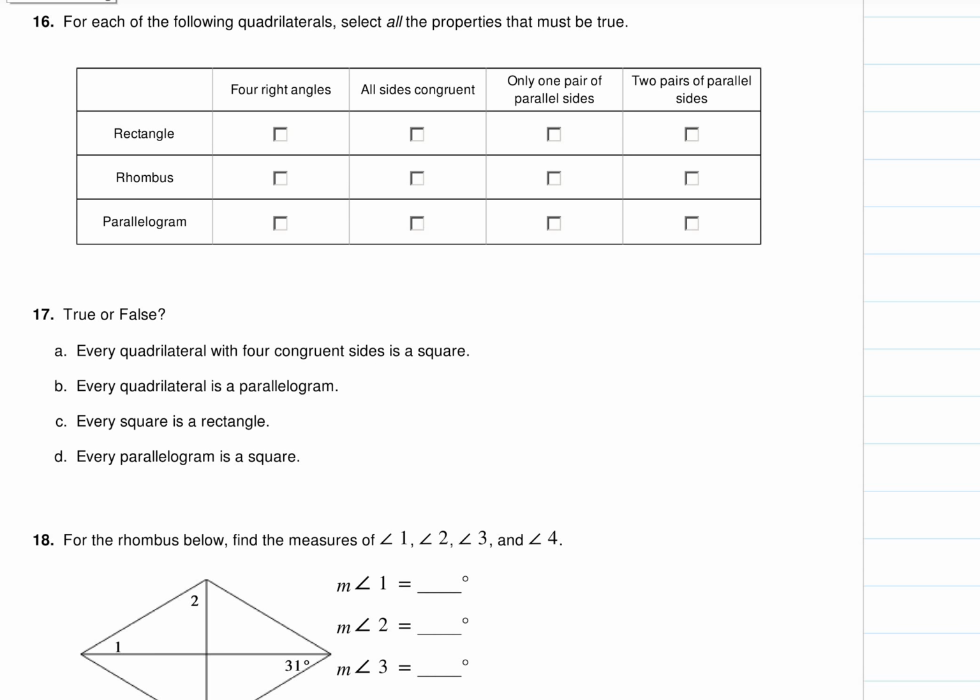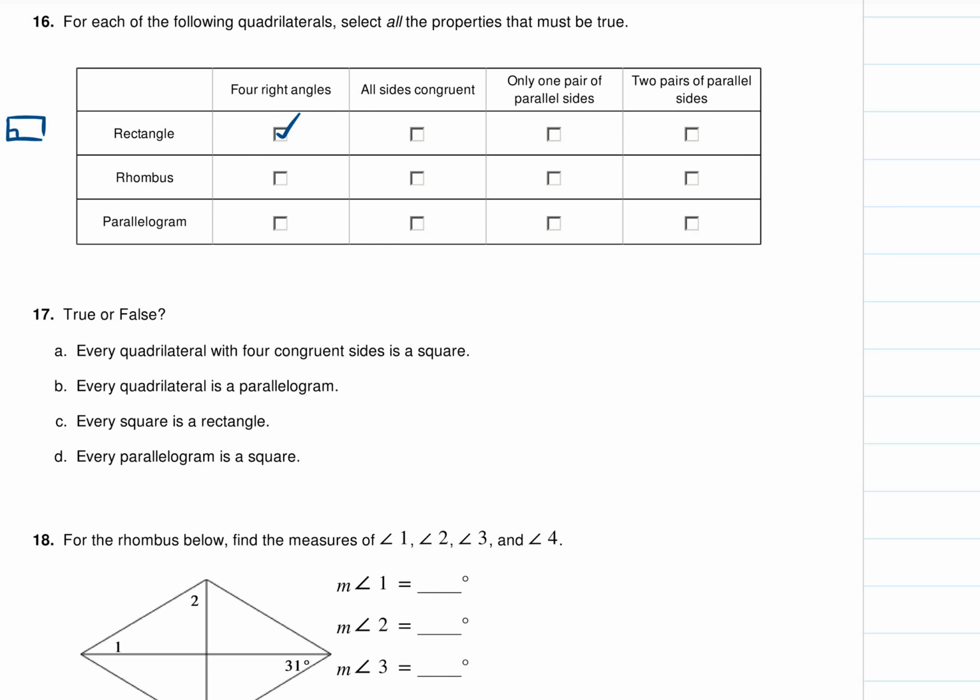Problem 16. For each of the following quadrilaterals, select all properties that must be true. First of all, they ask you about a rectangle. A rectangle will have 4 right angles. I agree. All sides are congruent? That's not true. When all sides are congruent, the rectangle turns into a square. So it's not necessary to have 4 congruent sides.